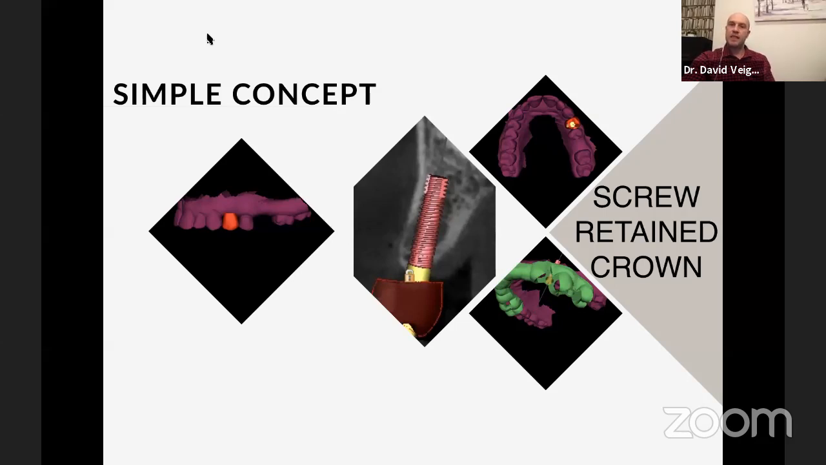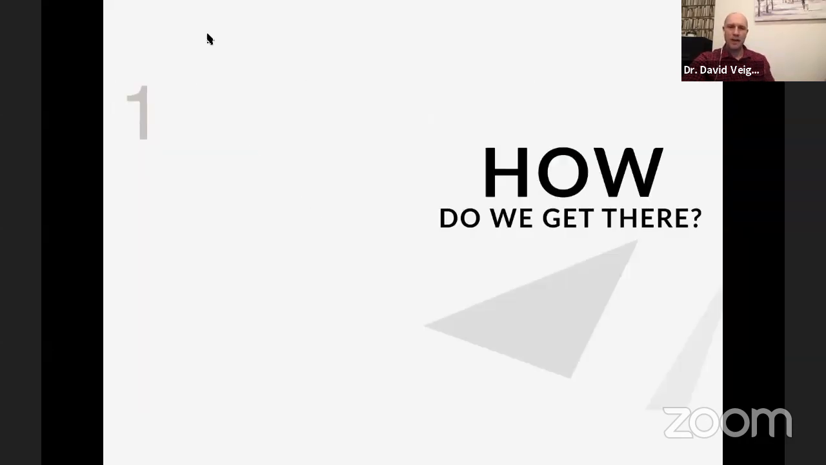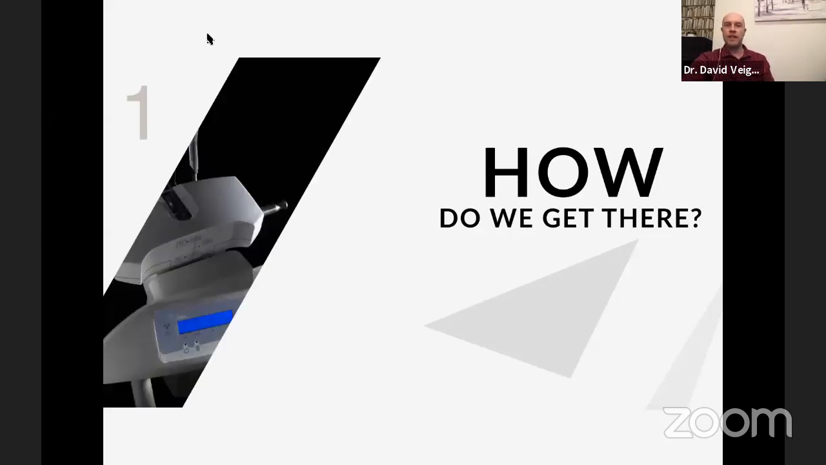It's relatively simple to make in the lab. So this is always my goal. So how do we get there? What elements do we need to allow us a guided surgery workflow? Well, the first thing is we need a DICOM, so we need a CT scanner, okay? A cone beam CT scanner.